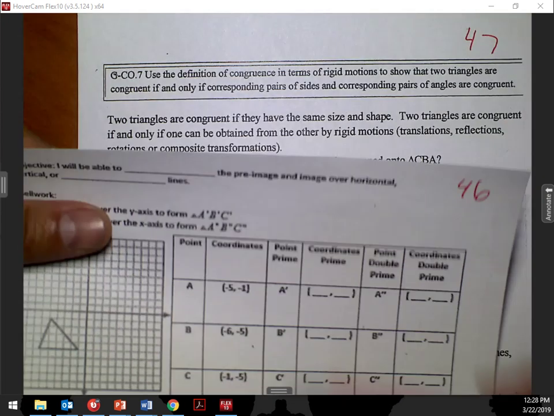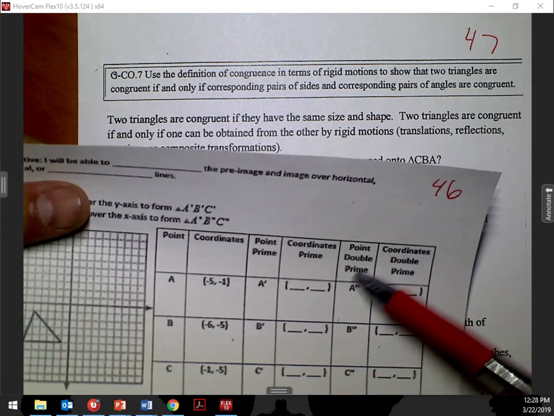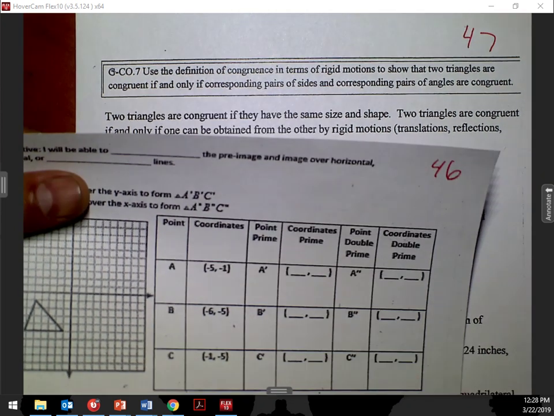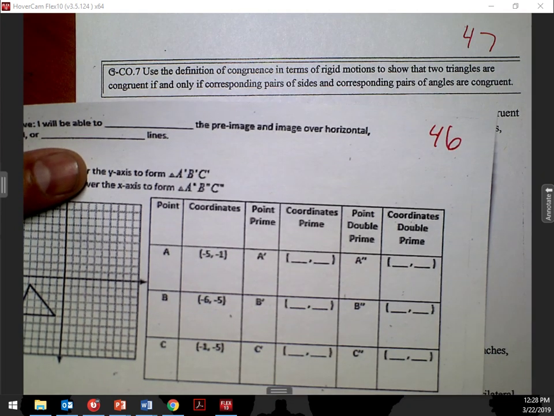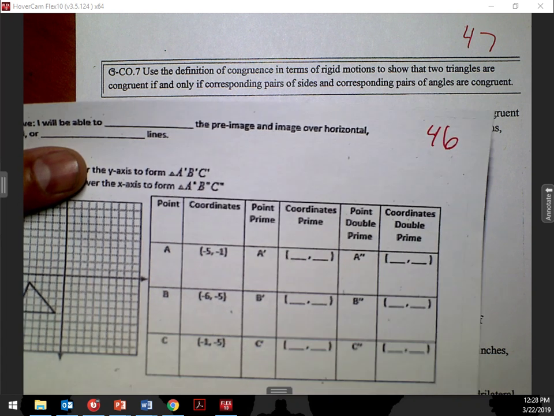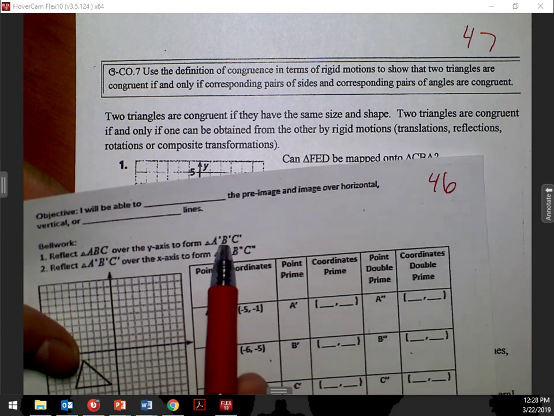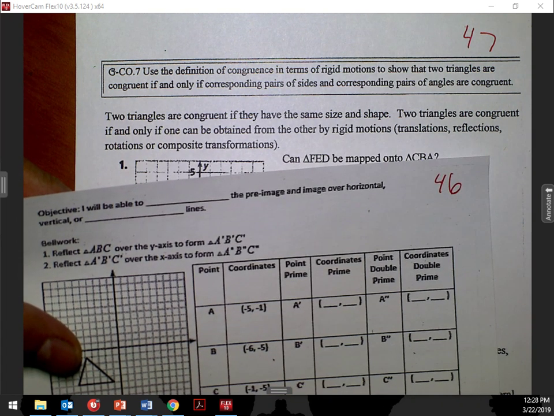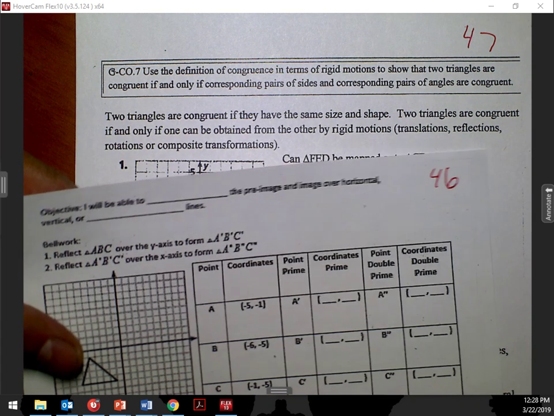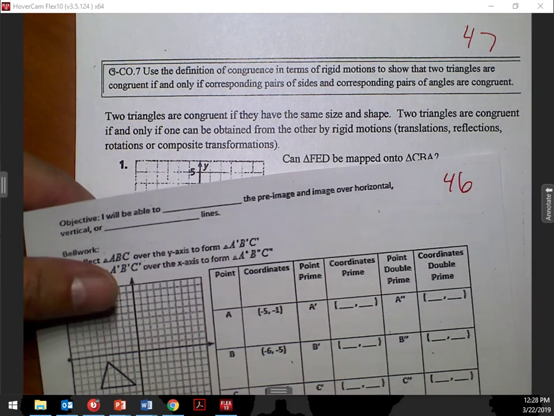If you notice, only a couple problems right here. That's it. You have one transformation, then you have a double prime. So what does a double prime mean? You flip it twice, right? In this case, this is going to be a reflection and then a reflection, right? So it's more than once. So you're flipping not the pre-image, but the image.